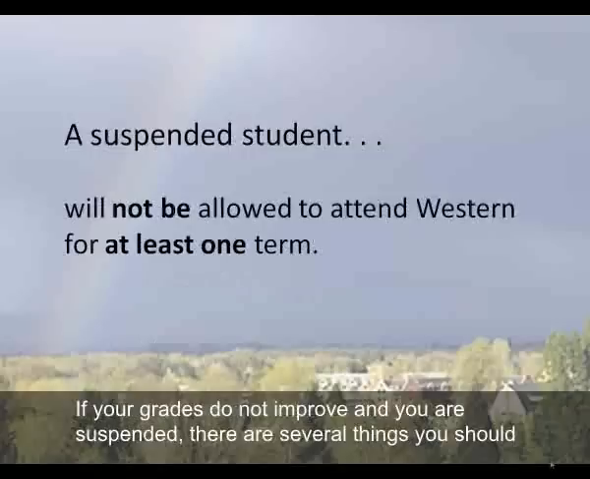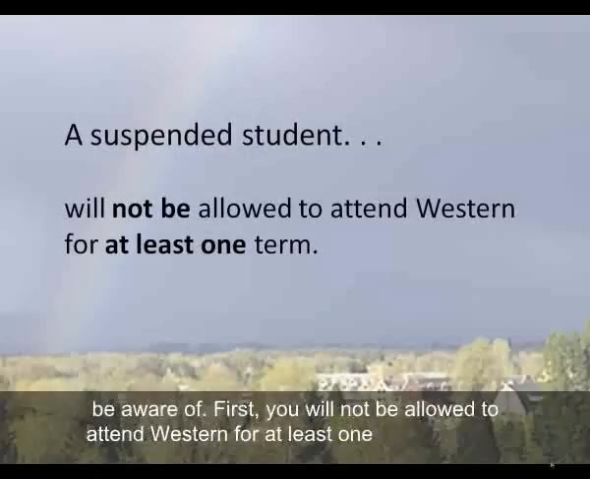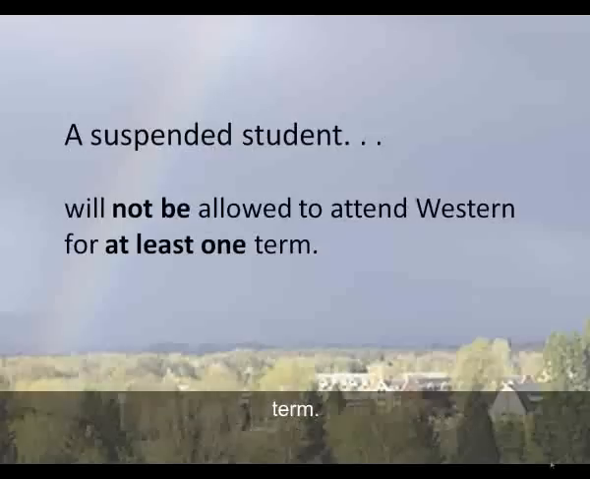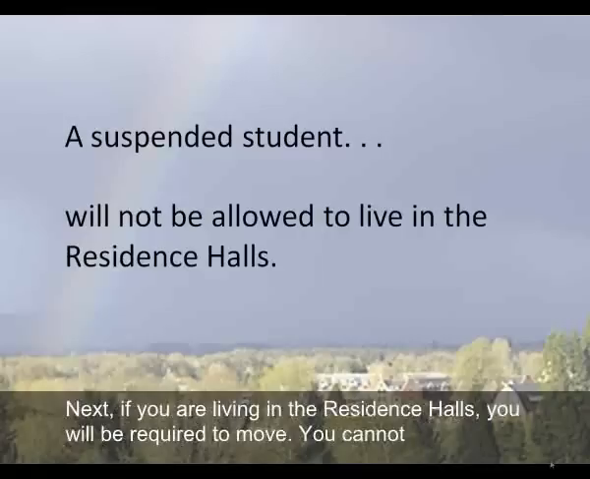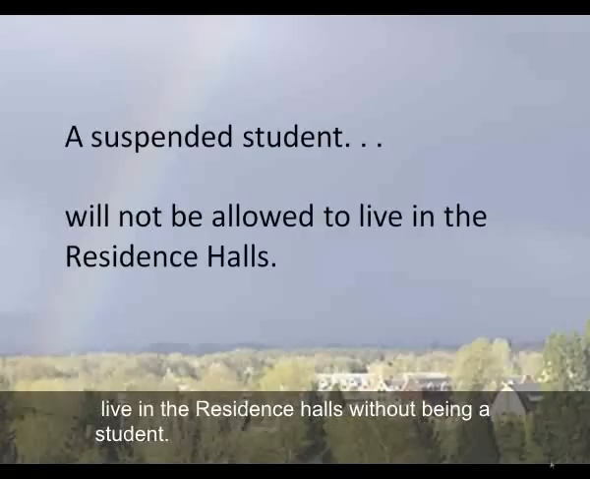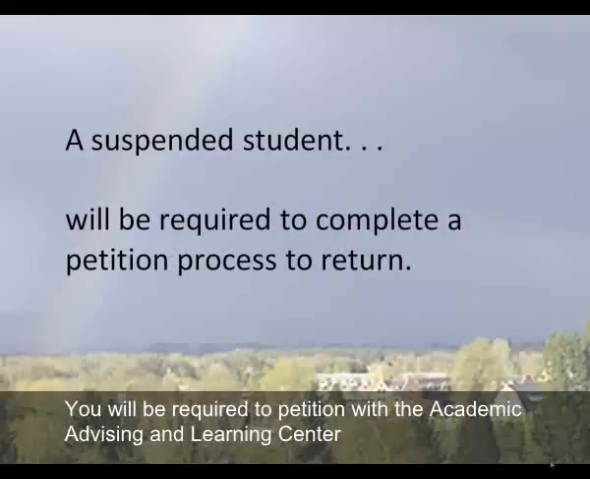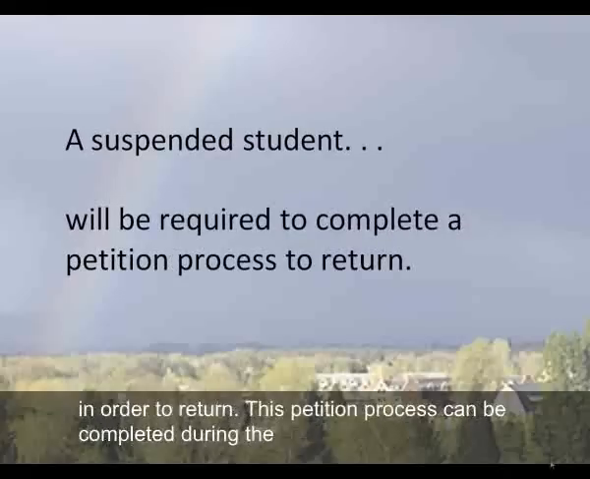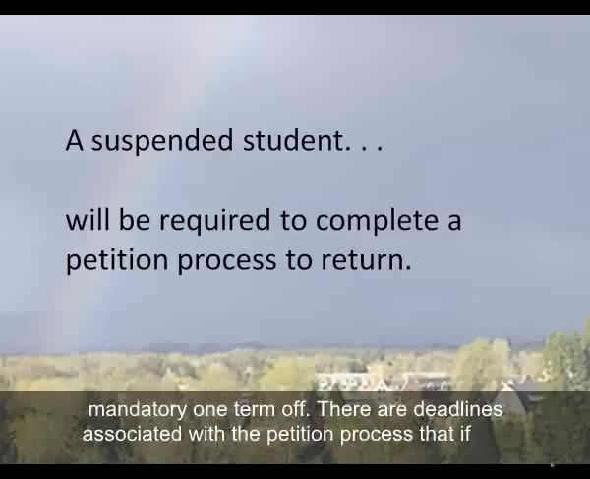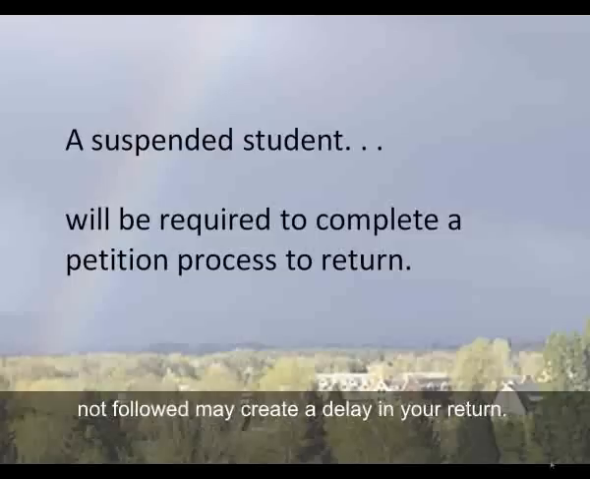If your grades do not improve and you are suspended, there are several things you should be aware of. First, you will not be allowed to attend Western for at least one term. Next, if you live in the residence halls, you will be required to move. You cannot live in the residence halls without being a student. You will be required to petition with the Academic Advising and Learning Center in order to return. This petition process can be completed during the mandatory one term off. There are deadlines associated with the petition process that, if not followed, may create a delay in your return.